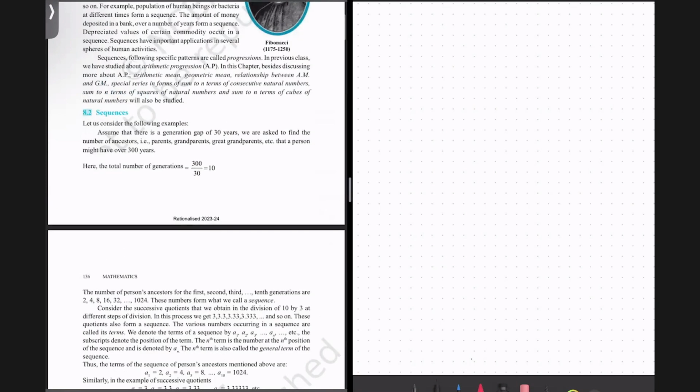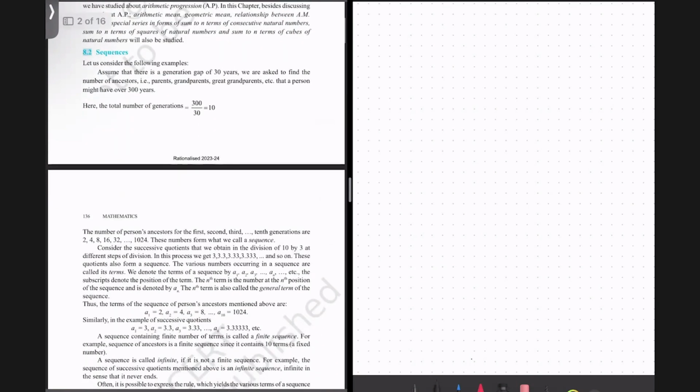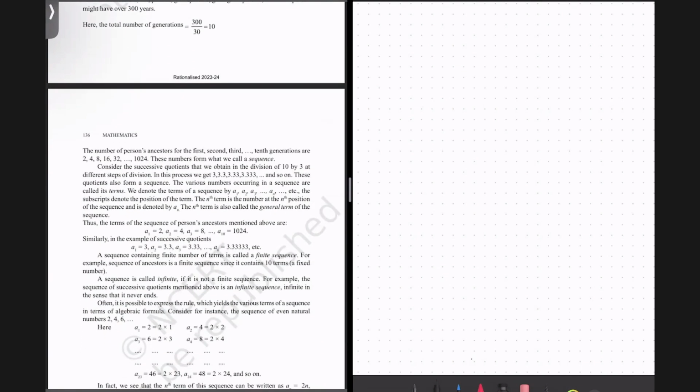The first term is sequences. So a sequence is like a series of numbers which have a particular relationship amongst them, right? A sequence containing finite numbers is called a finite sequence, and if a sequence does not contain finite numbers, it is called an infinite sequence. So these are the two segregations that a sequence has, and it has terms that are arranged in a particular order. So for example, this is just an example.